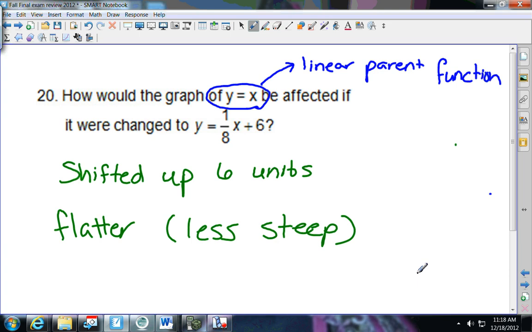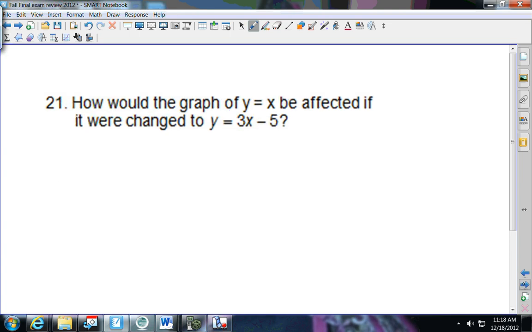Number 21. If I move the page, there we go. So take a minute and try and figure out how this one would be affected by the linear parent function. What would happen?